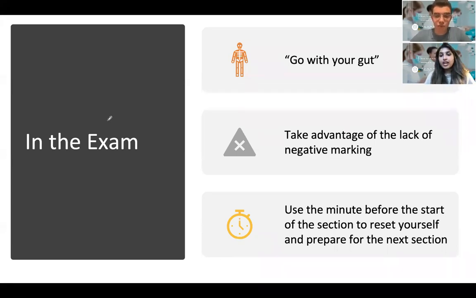Exactly. And lastly, use the minute before the start of the section to reset yourself and prepare for the next section. You might have had one section that was your weakest or that you thought didn't go so well. Make sure that you reset your mindset and are mentally ready for the next section, okay? Each section is different, and you're going to be able to tackle them in different ways. So don't get bogged down on one section.